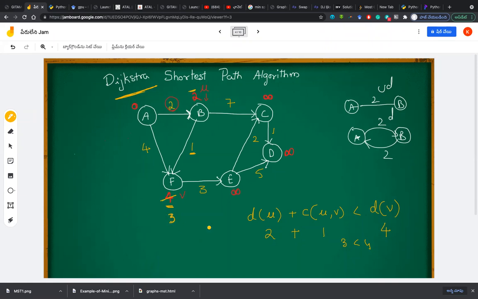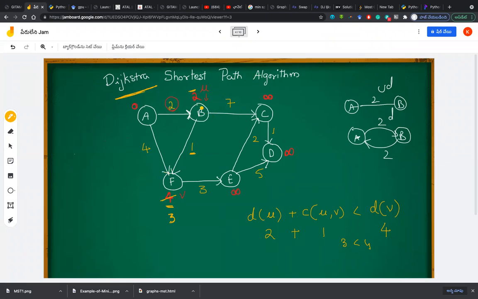Okay. So we have 3 here. The next thing: you see why I'm writing 3. That means from A, if we want to travel to F, you can go to B and B to F. 2 plus 1 is 3, which is less than 4. That's what the earlier doubt was about, which is part of your shortest path algorithm.